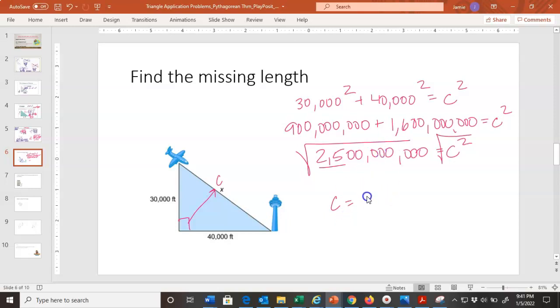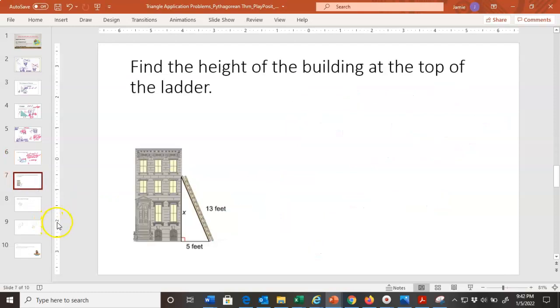It is 50,000 feet. And you may have already solved this before having to do any of this, because you can notice it is a 3, 4, 5 triangle. Isn't that cool? So you could have just gone straight for the 50,000. All right, here's another one.